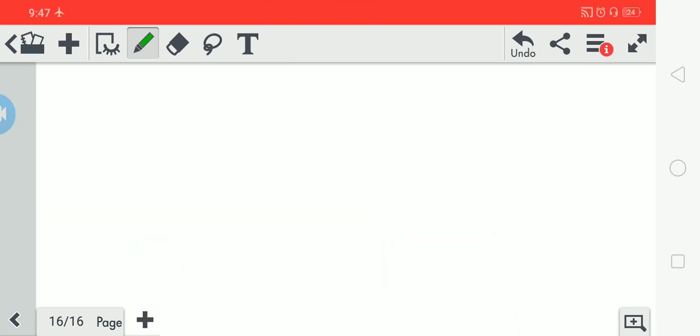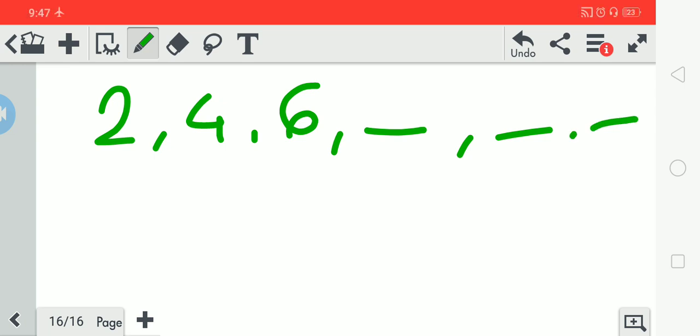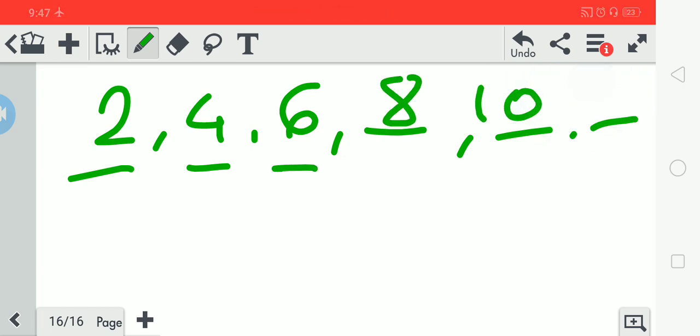Now suppose some patterns are given to you, right, say 2, 4, 6, blank, blank and blank. Now here you can observe it is nothing but the table of 2, so you can easily fill it. 2 1s are 2, 2 2s are 4, 2 3s are 6, 2 4s are 8, 2 5s are 10 and 2 6s are 12, right.